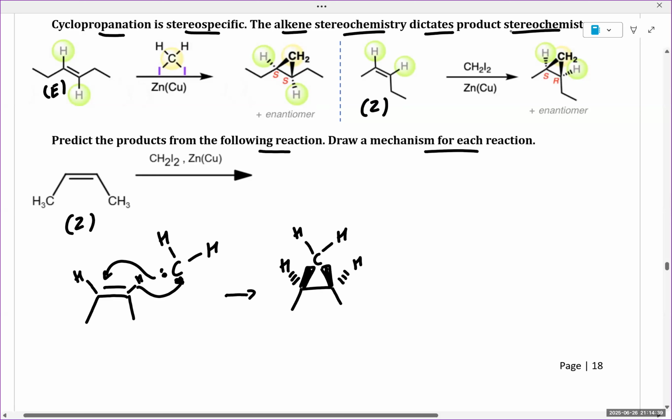Now, in this case, we only get this single product because it's perfectly symmetrical. This is a meso compound. So you don't put plus an enantiomer in this case because it's identical to its enantiomer.